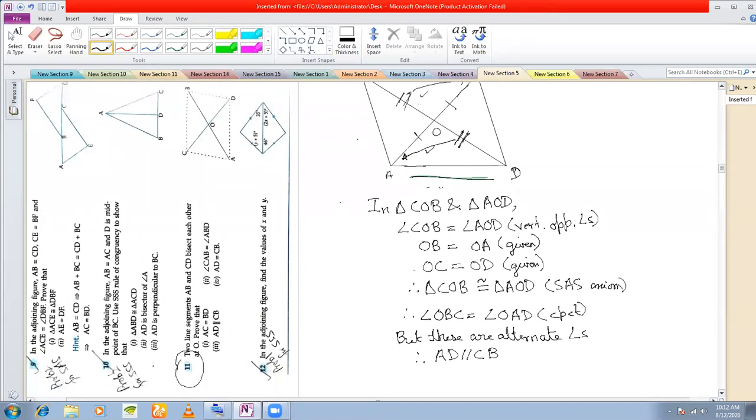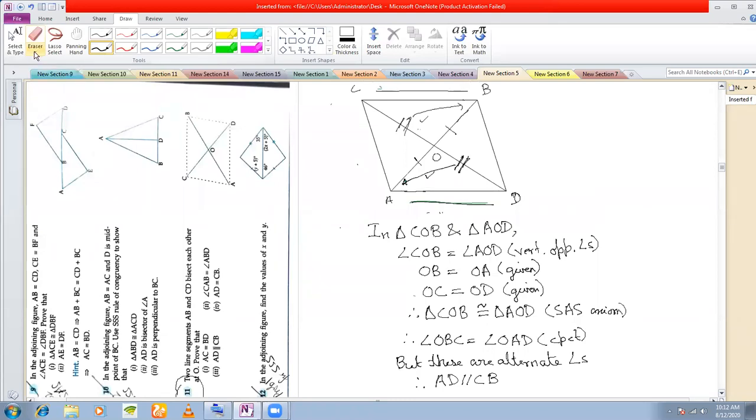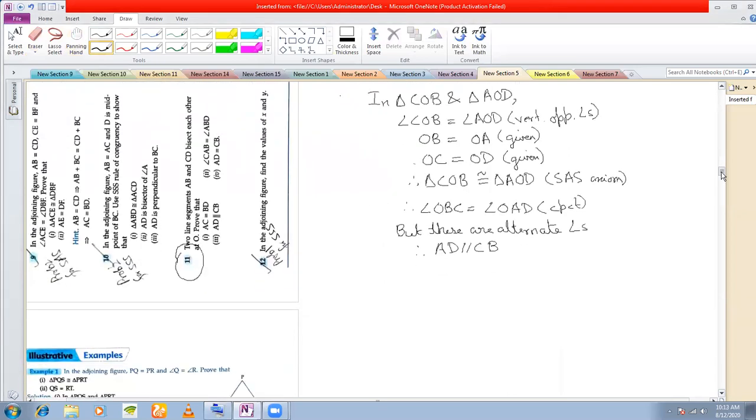Fourth part, AD is equal to CB. How do you prove that this AD is equal to CB? I have proved the congruency of these two triangles, and I also know that these two red angles are equal because they are vertically opposite, right? So opposite to this angle is which side? This side. And opposite to this angle is which side? This side. Therefore, by CPCT, they must be equal.